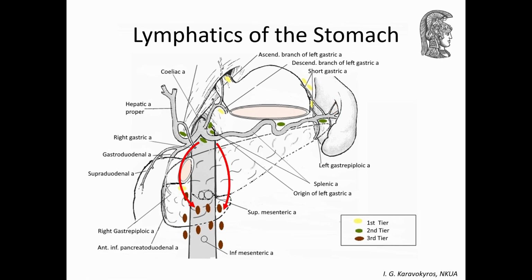Lymph flow goes on towards the third tier, which practically includes the preaortic nodes, the aortocaval nodes, and the nodes lateral to the aorta, from the renal vein to the origin of inferior mesenteric artery. Then, lymph passes through the cisterna chyli and the thoracic duct to return to blood circulation.